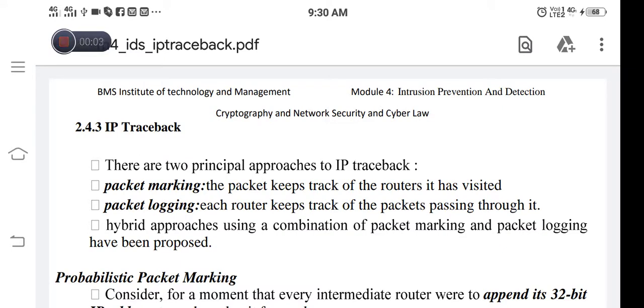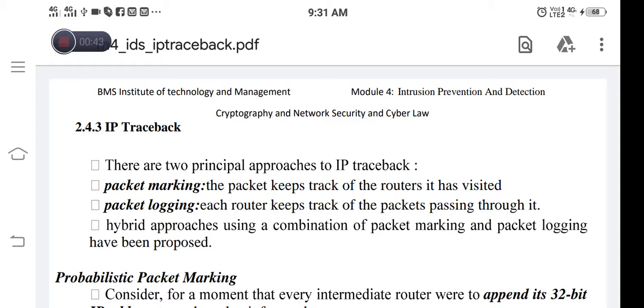Good morning, students. Today we are continuing with the Module 4 portion with respect to the chapter Intrusion Detection and Prevention System. In that we are studying the topic about IP traceback. What is the use of the IP tracebacking procedure? There are two principal approaches in IP traceback.